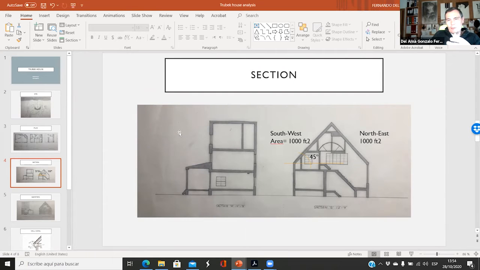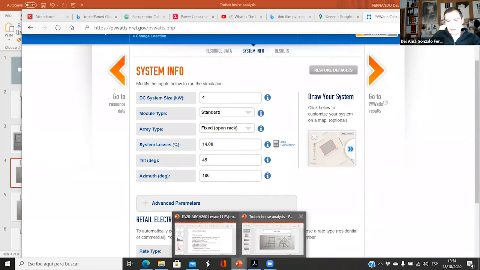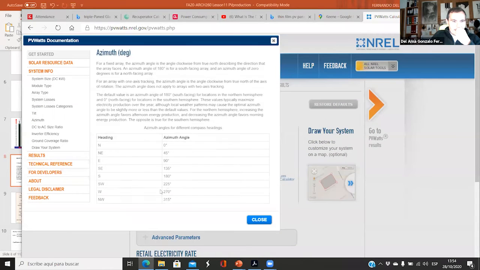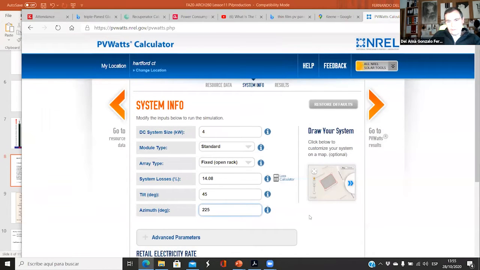Okay, so this is the real problem that you have if you're working with this house. You have this area, you have this orientation, and you have this angle. So how can we work with that in PVWatts? For the angle, it's the tilt, so the angle is 45. What about the azimuth? Let's work first with the southwest orientation. If I click here, southwest, the angle is 225. So the azimuth here would be 225.